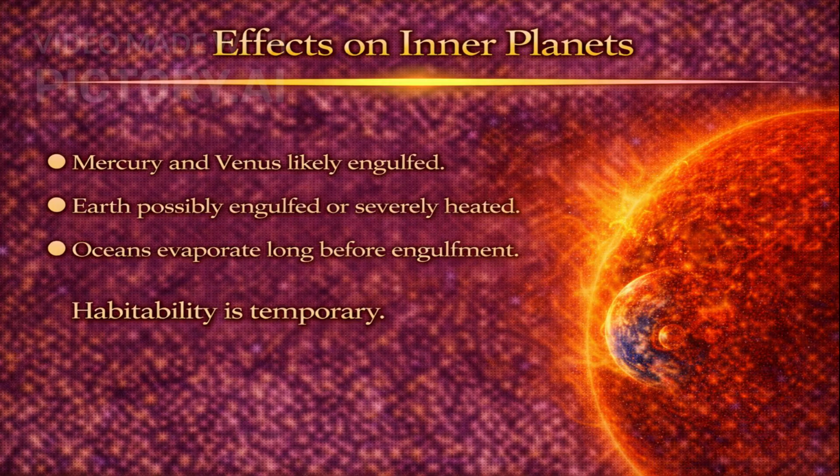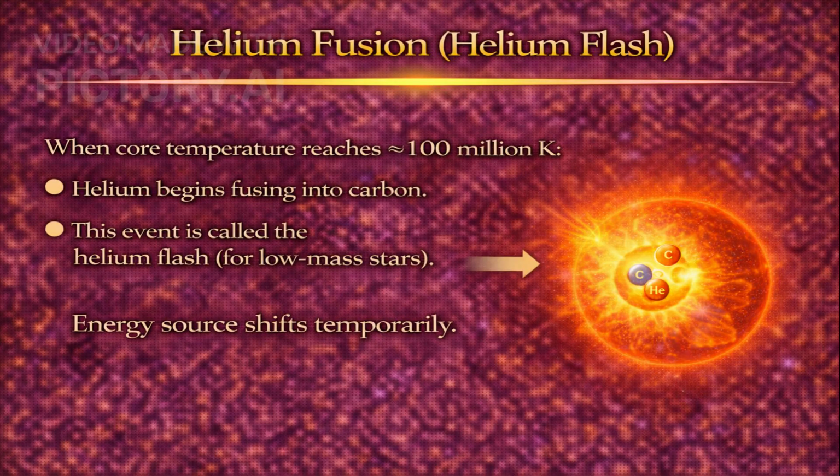During the red giant phase, Mercury and Venus are likely engulfed, while Earth may be severely heated, causing oceans to evaporate long before engulfment. Habitability becomes temporary. When the core temperature reaches about 100 million Kelvin, helium begins fusing into carbon in an event known as the helium flash, temporarily shifting the energy source.